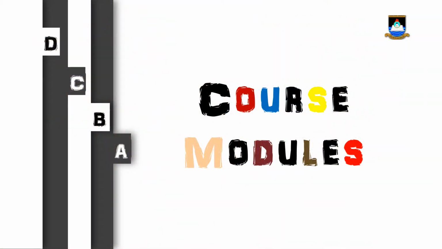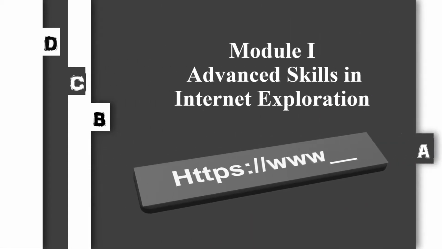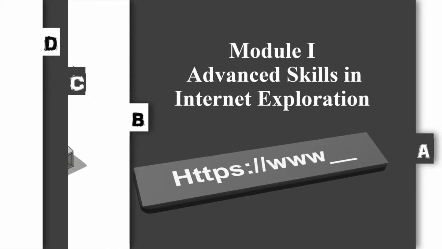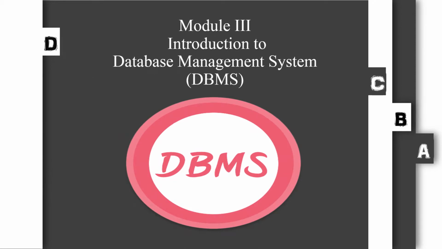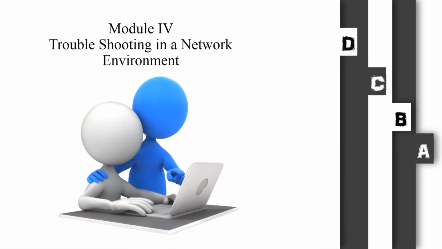Welcome, I'm Olugbenga Blessing, and I'm going to be your instructor for the duration of EDT 122, Basic Computer Skills 2. For your ease, this course has been divided into 4 modules. The course modules are: Module 1, Advanced Skills in Internet Exploration. Module 2, Introduction to Computer-Aided Design, CAD. Module 3, Introduction to Database Management System, DBMS. Module 4, Troubleshooting in a Network Environment.